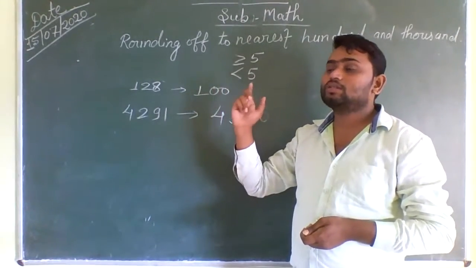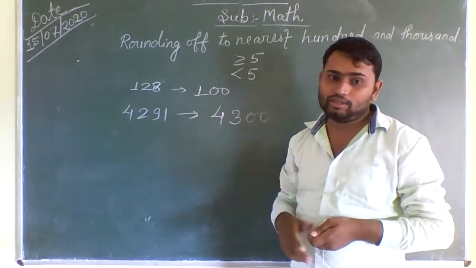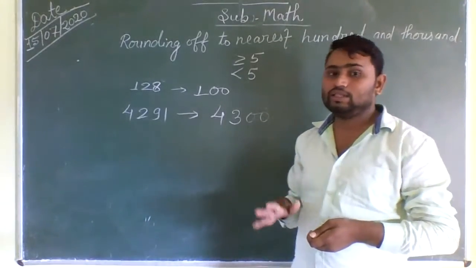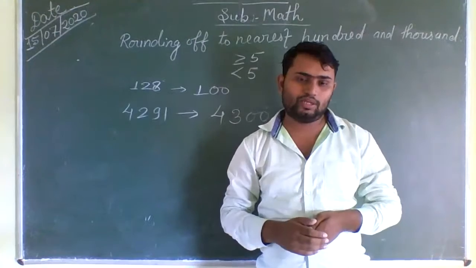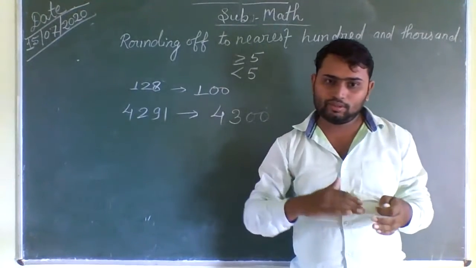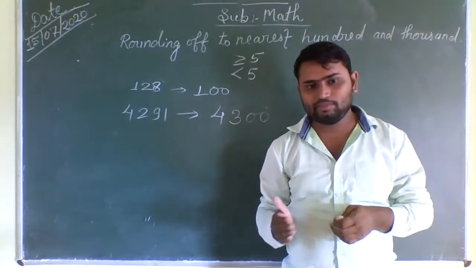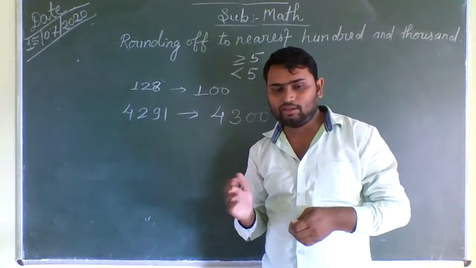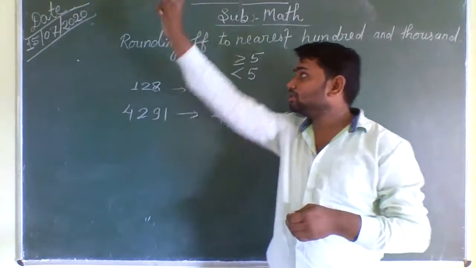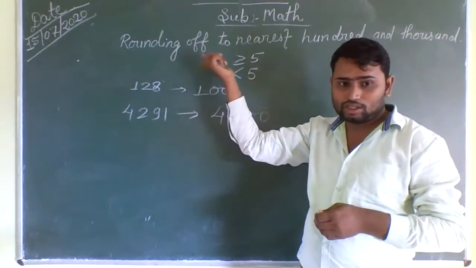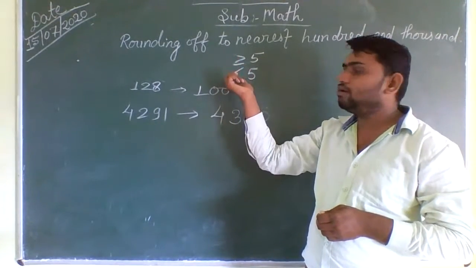To find the nearest hundred, in the first step we go to the digit at the hundred place. Now to find the nearest thousand, first we will go to the digit at the thousand place, and after reaching it, we will see the digit just behind it. And again there will be two conditions: it will be less than 5, or greater than or equal to 5.